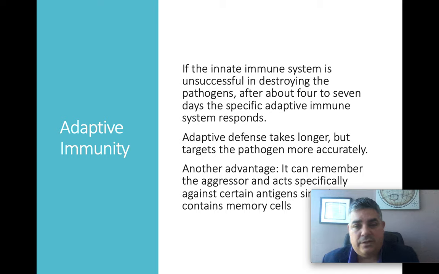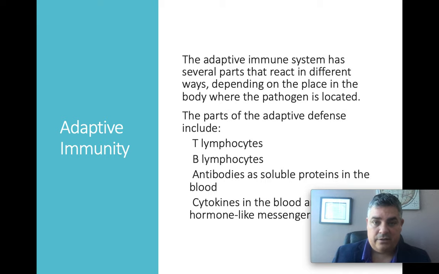So the adaptive immune system is designed to be the backstop to an innate immune response that's essentially been unsuccessful in destroying pathogens. And it upregulates about 4 to 7 days after the innate immune response has been doing its job. And it's meant to be much more specific in its ability to target antigens. And so the adaptive defense takes longer, but it targets these pathogens and antigens more accurately. The other advantage is it can remember the aggressor and act specifically against certain antigens because it contains memory cells. So it can upregulate quite quickly if it sees the same antigen again.